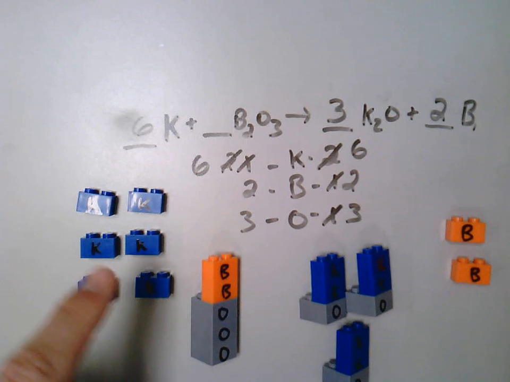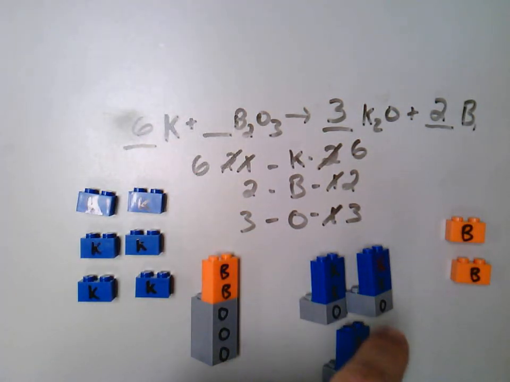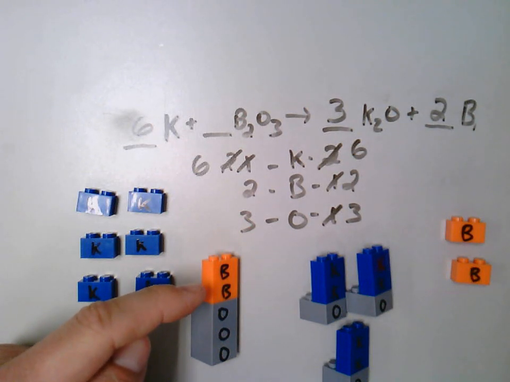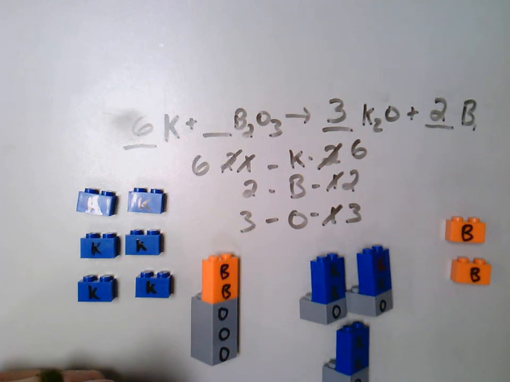So now you can see visually that we started off with 1, 2, 3, 4, 5, 6 K's. Started off with 2 B's on the left, and we end up with 2 B's on the right. And we've got 3 O's on the left, 1, 2, 3 O's on the right. So this formula is balanced. You need to get to the point where you don't need Legos or need the visual, but maybe the visual helps you understand what's going on in the formula. You can change these coefficients, but you cannot change the subscripts on any of them.